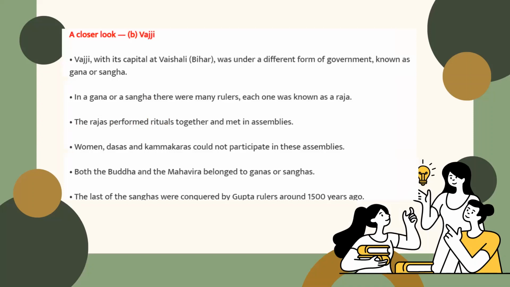All right, moving on. Let's look at another Mahajanapada, that is Vajji. Vajji had its capital city, Vaishali, which is presently in Bihar, and it was under a different form of government known as Gana or Sangha.